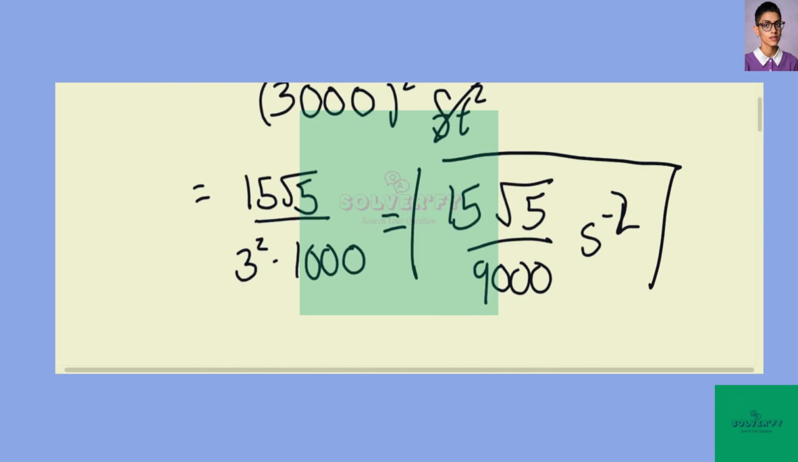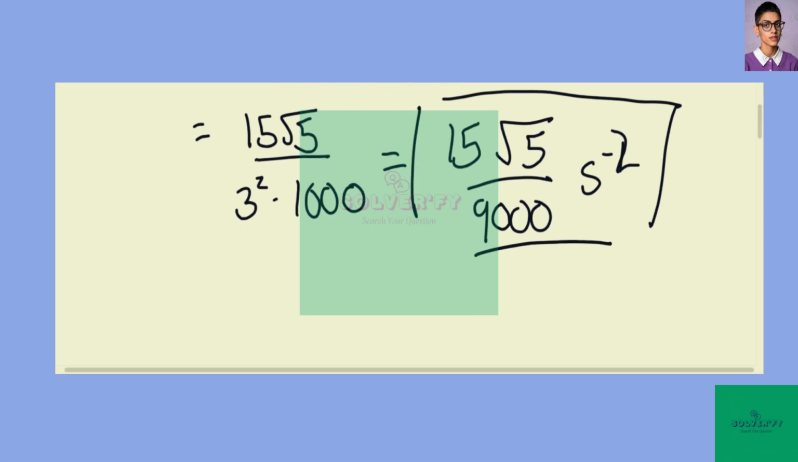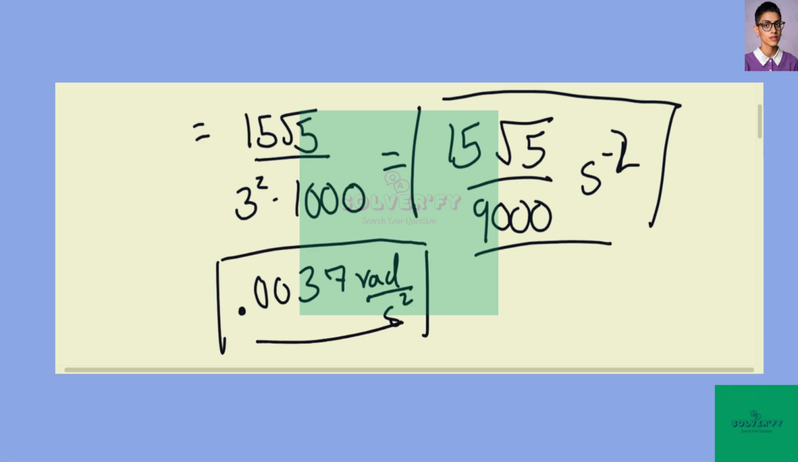And this is one solution. We can also plug this into a calculator to get a decimal answer, which is 15 times root 5 divided by 9,000, which gives us 0.0037 radians per second squared. And those are our solutions.